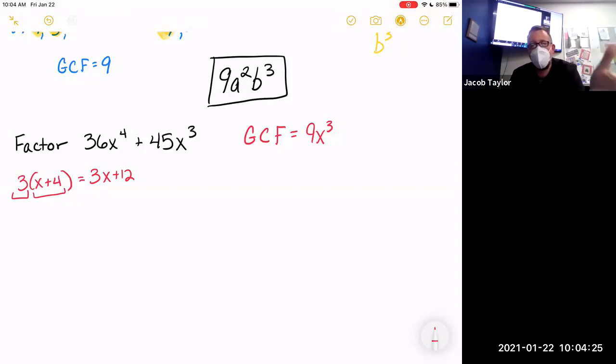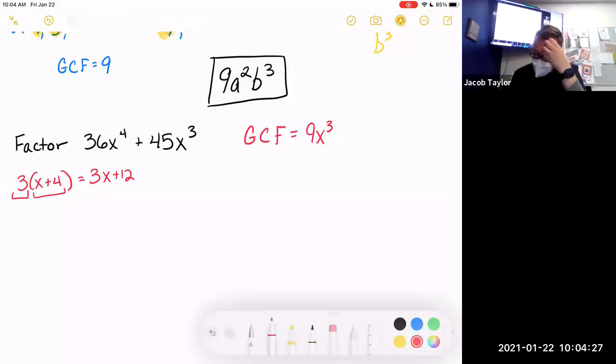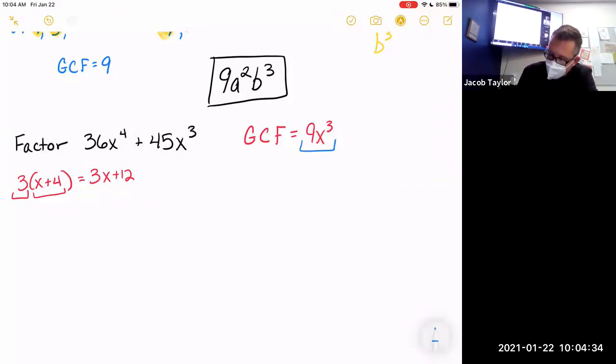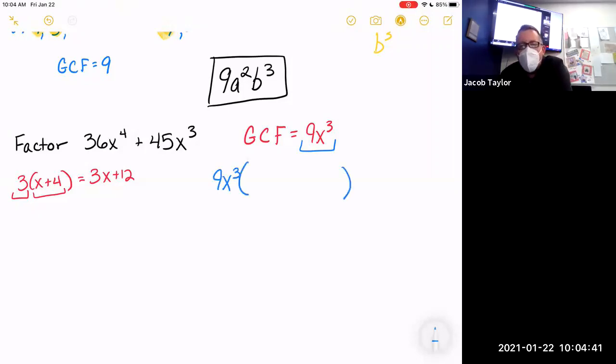And finding the greatest common factor is a really important part of this, because the greatest common factor is the piece that goes outside of the parentheses. My greatest common factor was 9x cubed, so 9x cubed is going to be the thing outside the parentheses. And now the question I have to ask myself is, if 9x cubed is outside the parentheses, what goes inside the parentheses? The first thing I ask myself is, how many things should be in the parentheses? I'm not concerned with what they are yet. I'm concerned with how many there will be.